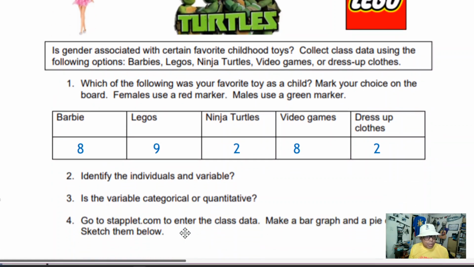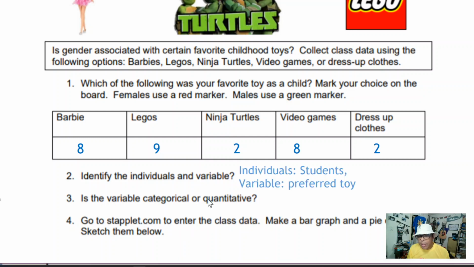So the next thing we're going to do is say, hey, what are the individuals and the variable of this survey? Note that it says variable and not variables. That might give you a hint about what's going to be happening here. When I take a look at this, I think the individuals are the people or things that I am counting. So I am counting students. How many students preferred Barbies? How many students preferred Legos?